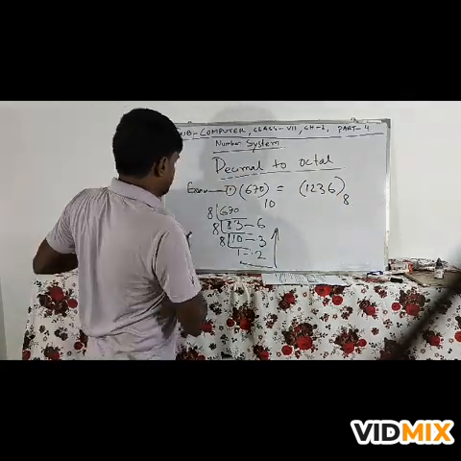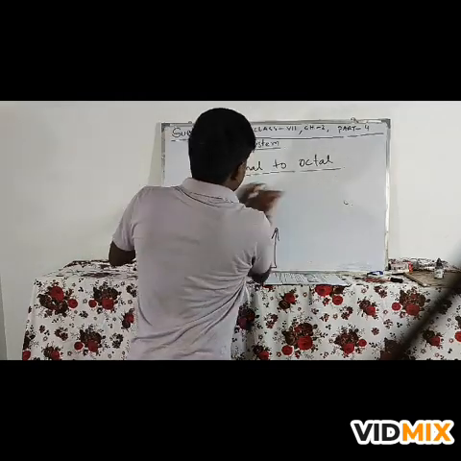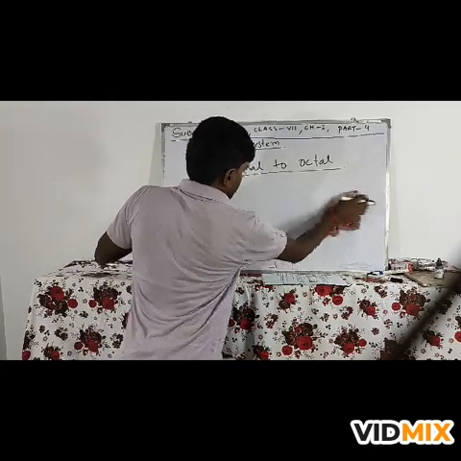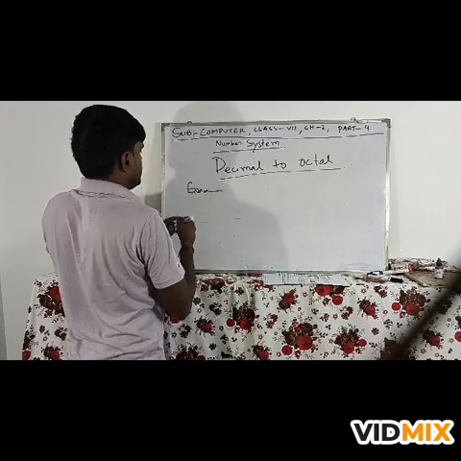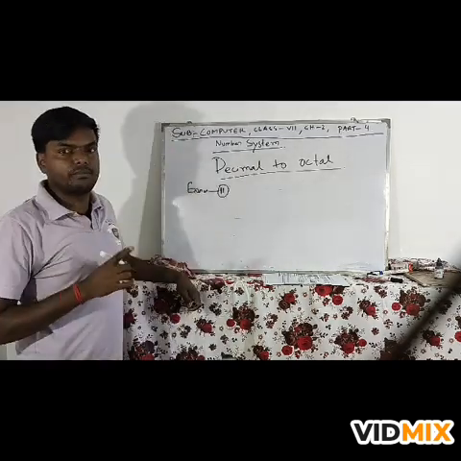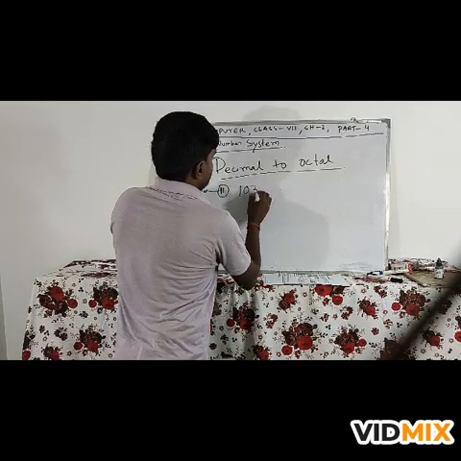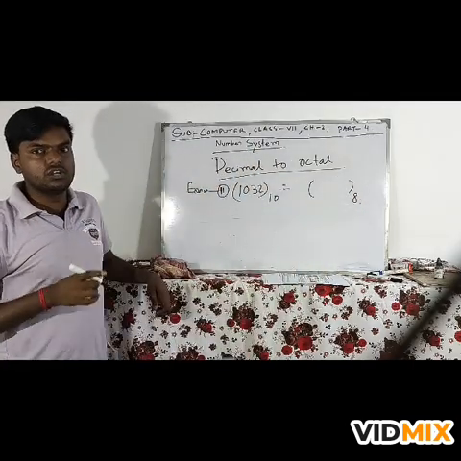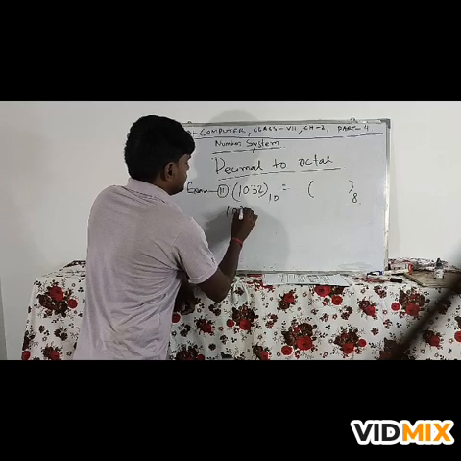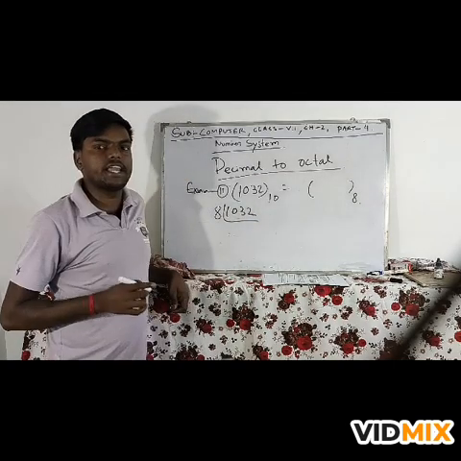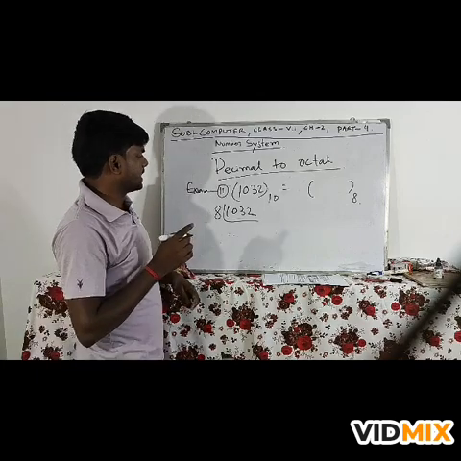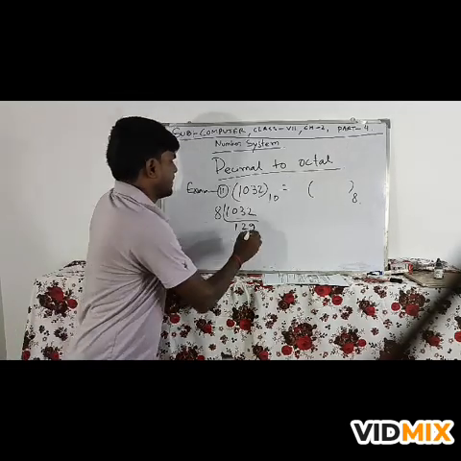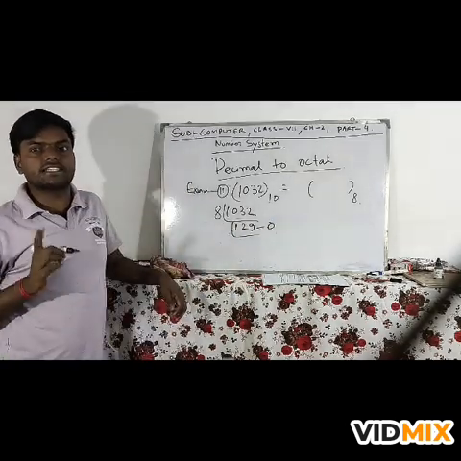Another example we will take. Example number 2: 1032, decimal to octal. We'll convert decimal to octal. So 1032 divided by 8, we'll get the answer 129, and the remainder is coming 0. Clear?